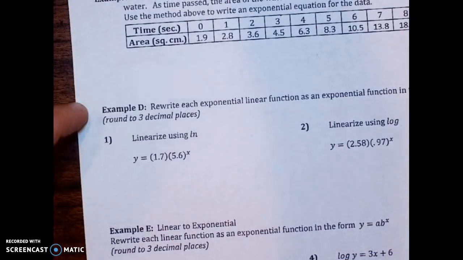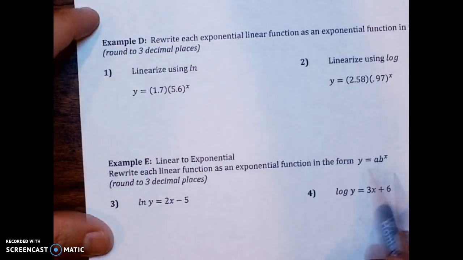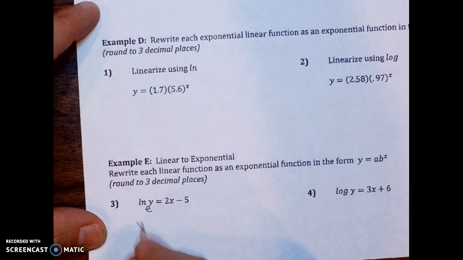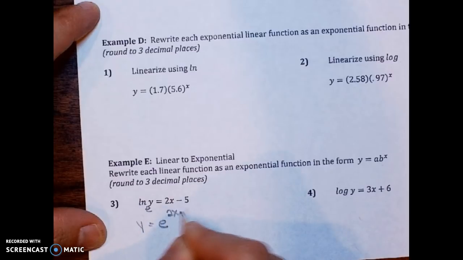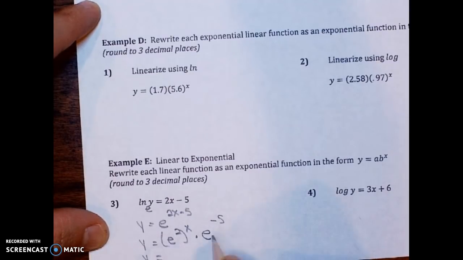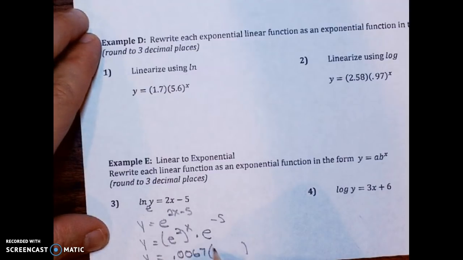Let's start with 3 and 4. These are the ones that we really have been working on. We've got a natural log and we have a log. We want to flip it to exponential. This one is understood to be a base of e. This would be y equals e to the 2x minus 5. That's e to the second raised to the x power times e to the negative 5. Again, we're going to plug these in our calculator. E to the negative 5 is 0.0067. E to the second is 7.389 to the x power.